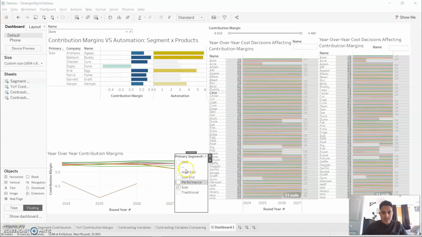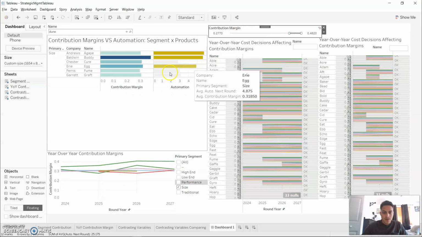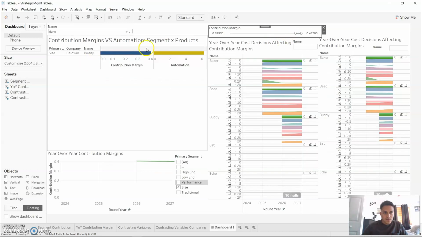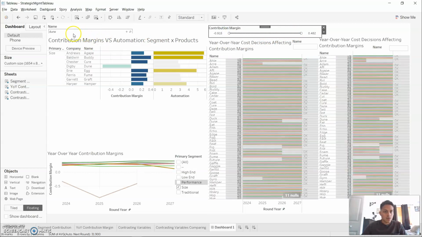So let's look at Size. I filter to the Size segment only, and then let's look at the highest contribution margin of that segment. That will give us Buddy. So we will compare Buddy to Dune using this wildcard.